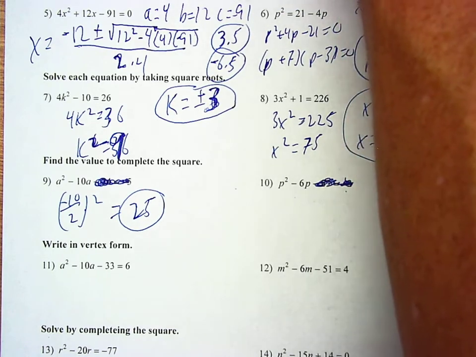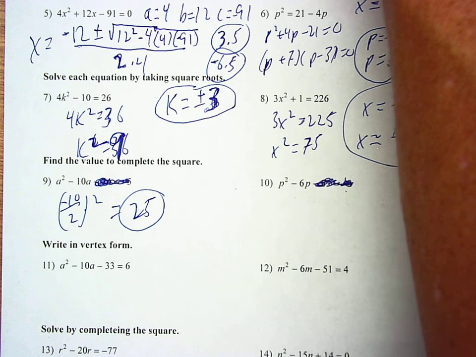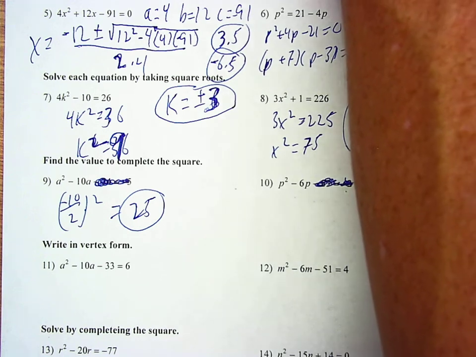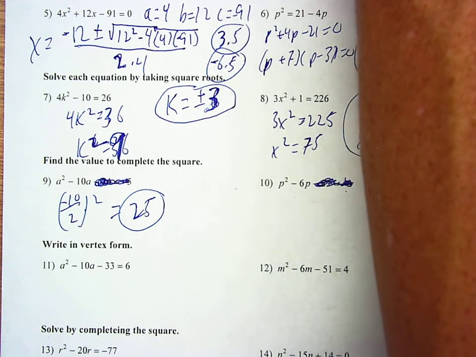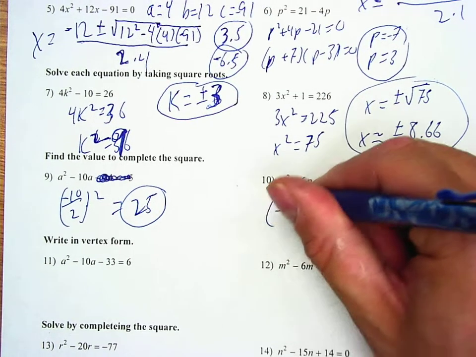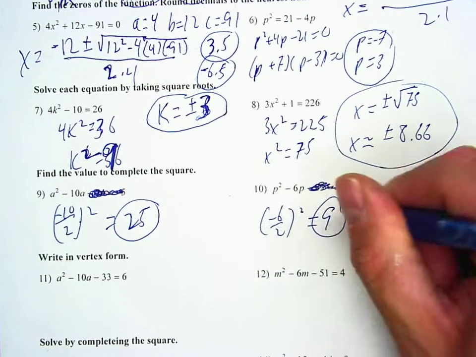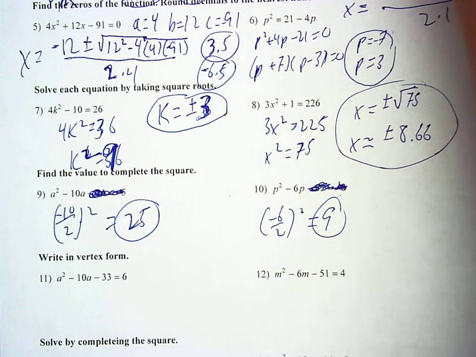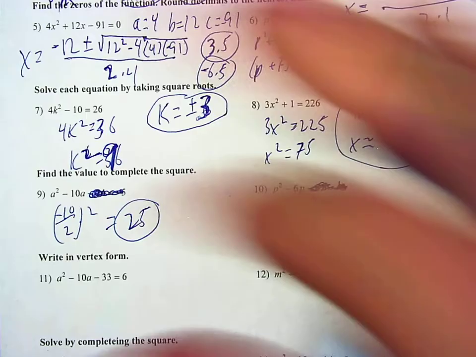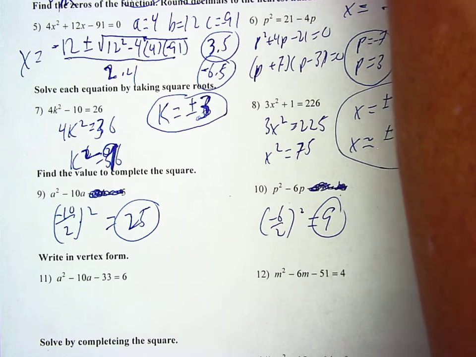So on your version, it just has the p squared minus 6p. And it'll have the same thing on the quiz too. It'll just have a something squared minus or plus a number. So half of negative 6 is 3. 3 squared is 9. Anyways, that's what you're doing on those two questions. You're not doing any work to solve it. You're just figuring out what number needs to be added.